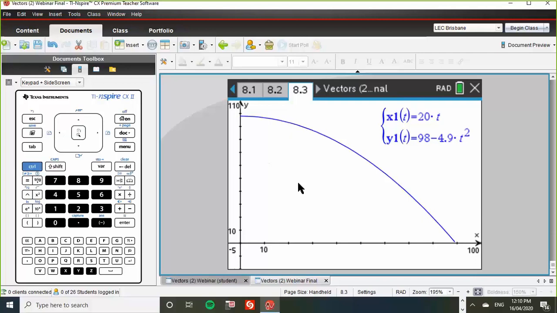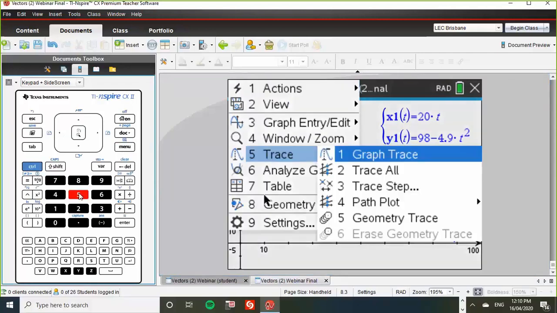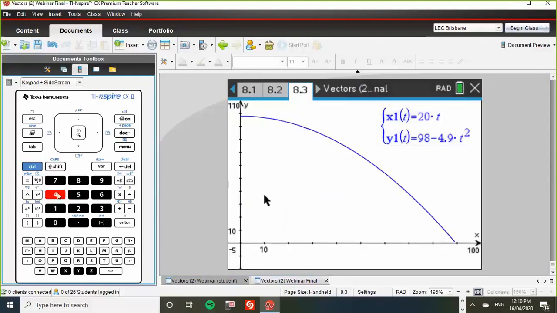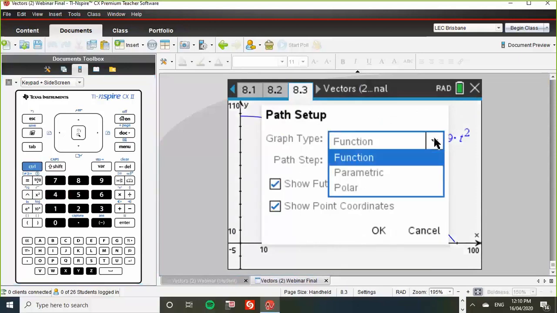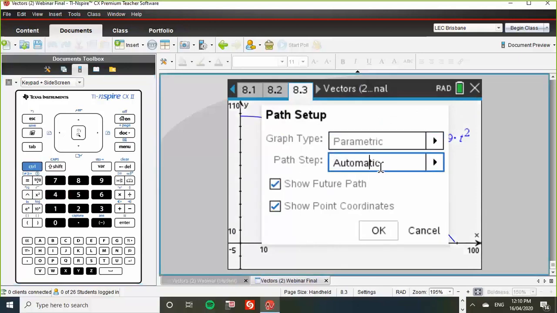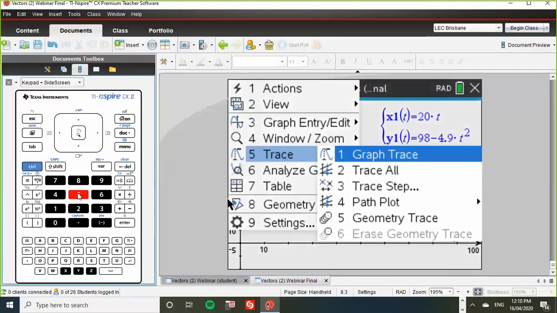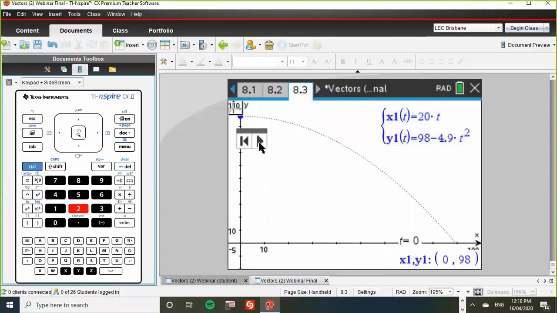So to finish this presentation, let's see how this particle or projectile moves. So trace, path, plot, 4 for path setup. I will go in increments of 0.1 here, which I think is the automatic setting, but we'll type that in anyway, have those checked, and then menu, trace, path plot, parametric, and start.